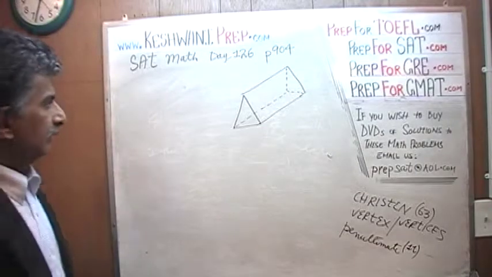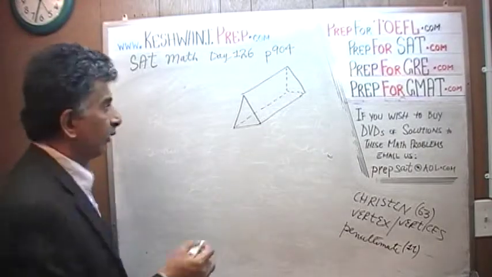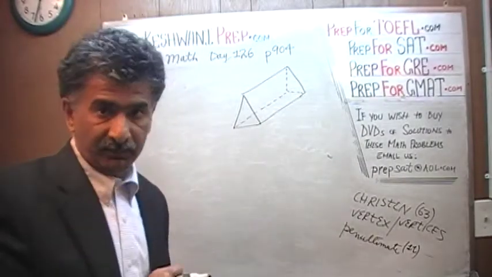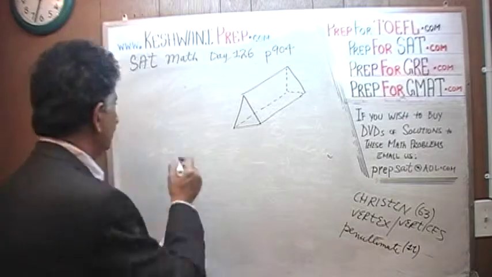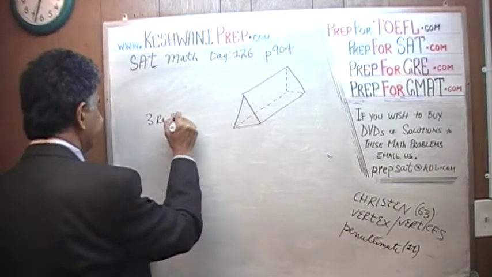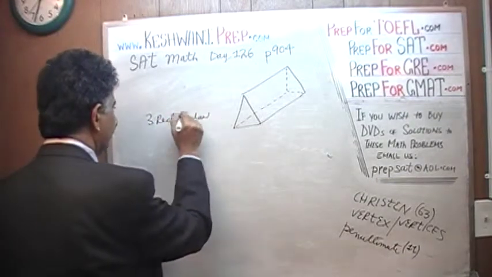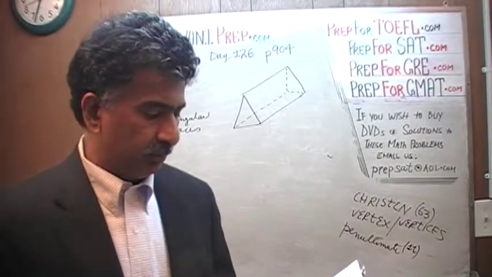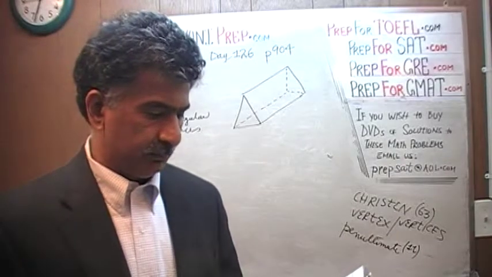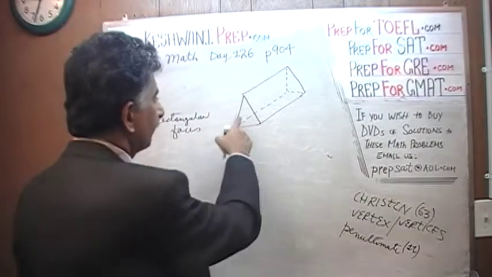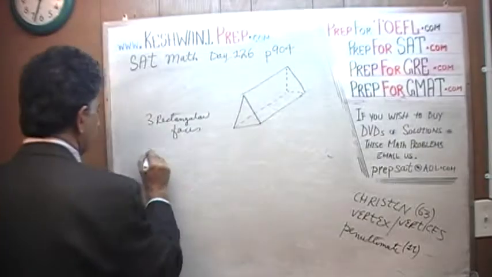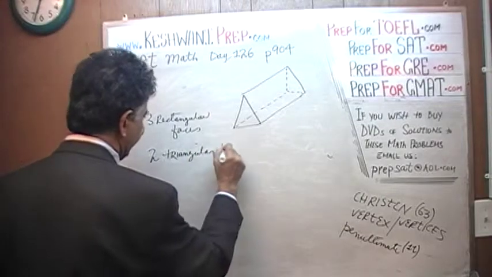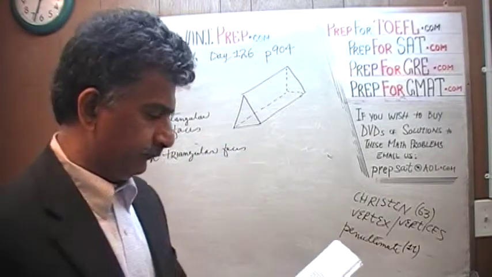There are three rectangular faces. One you see in the front, one is in the back, and one appears at the bottom on the floor. There are 3 rectangular faces, and as you can see from the picture, there are 2 triangular faces. The front and the back. Right here in the front and one in the back. So there are 2 triangular faces.